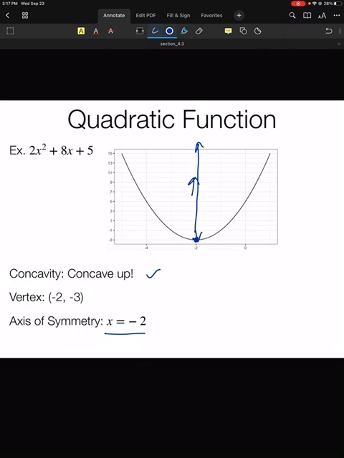So what I want to do here is look at the form of the equation up here and see if that can give us some idea of what the graph is going to look like in terms of concavity, a vertex, and an axis of symmetry before we actually graph the function. It turns out that each one of these has to do with the coefficients in front of the x's, or just the coefficient with no x, which here is 5. They all have something to do with how I determine each of these.